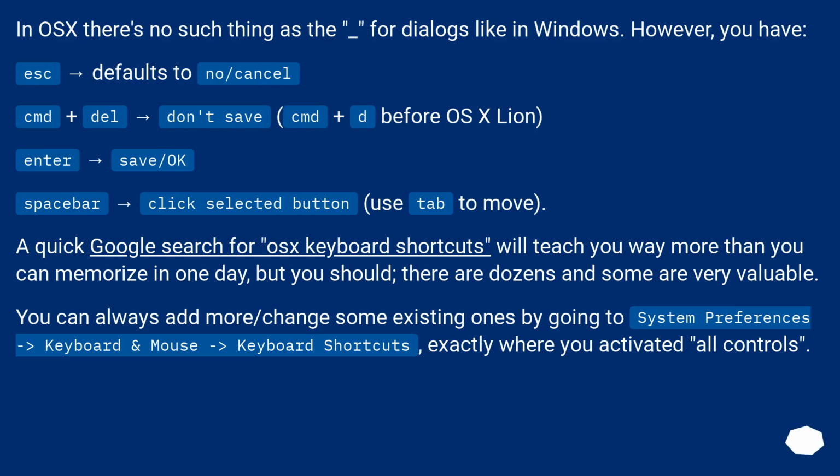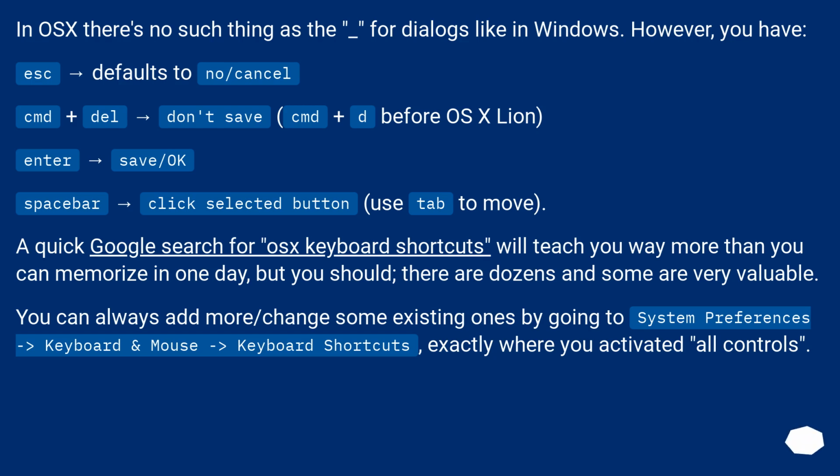In OS there's no such thing as the underscore for dialogs like in Windows. However, escape defaults to no/cancel. CMD plus Del is don't save, or CMD plus D before OSX Lion. Enter is save/OK. Spacebar clicks the selected button, and you use tab to move.